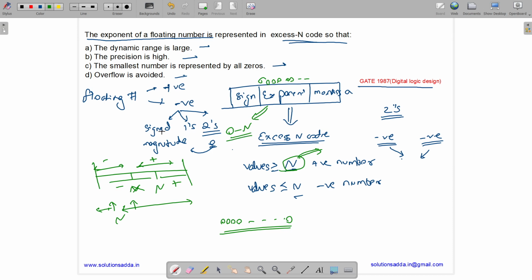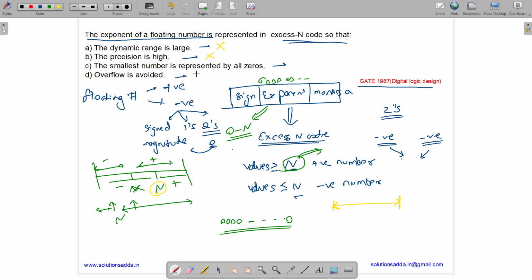Now let us see the options. The first option is that the dynamic range is large. This is a false option. Dynamic range means the absolute range of numbers that can be represented. The range always remains the same, we are just changing the n. So this option is false. The second option is precision is high. This is also false, as there is no effect on precision, and in excess code the precision is slightly less due to scaling.